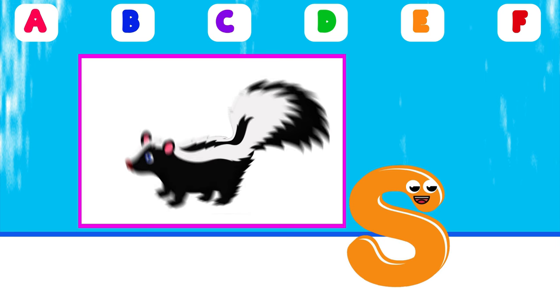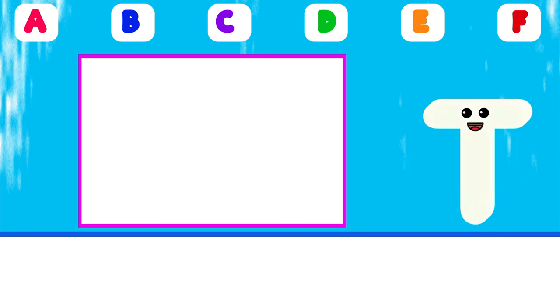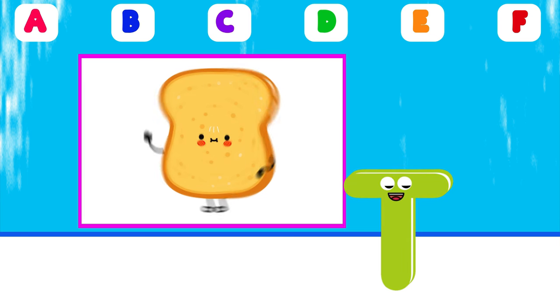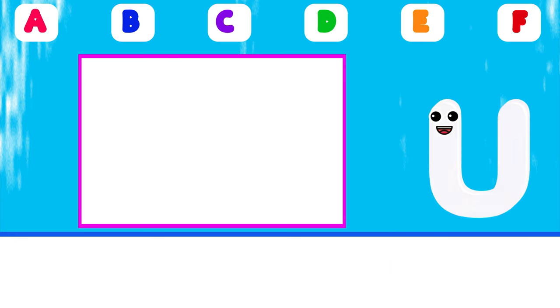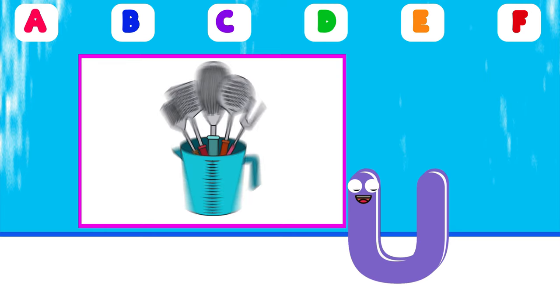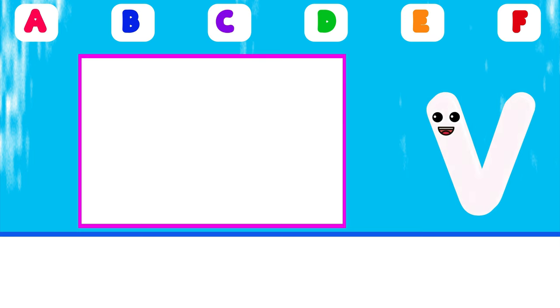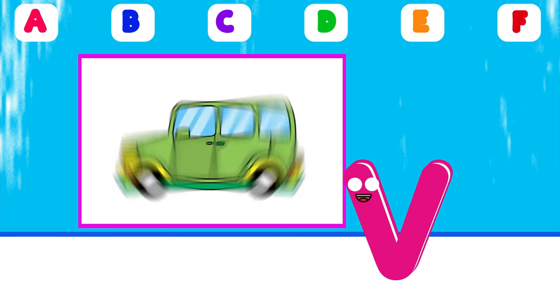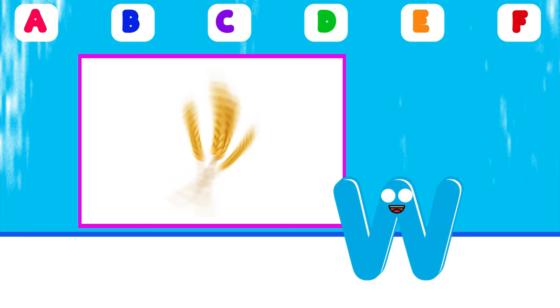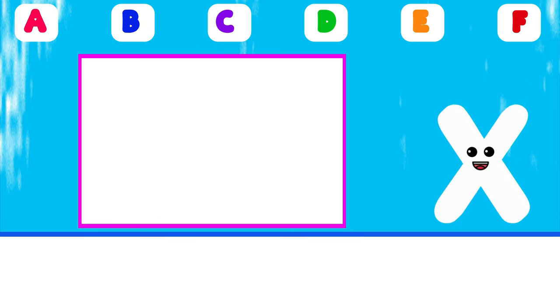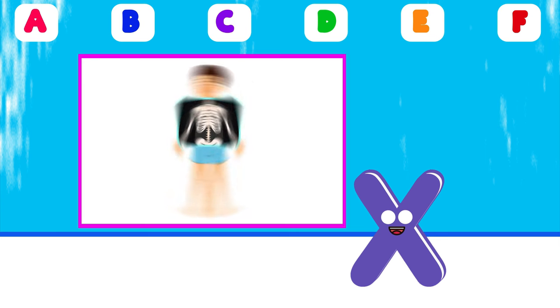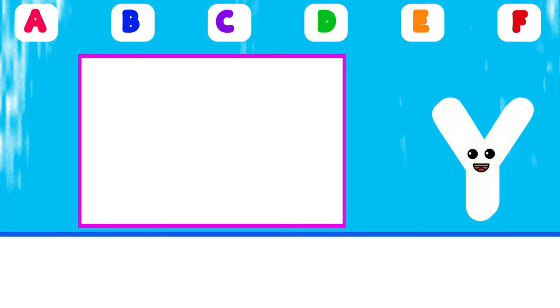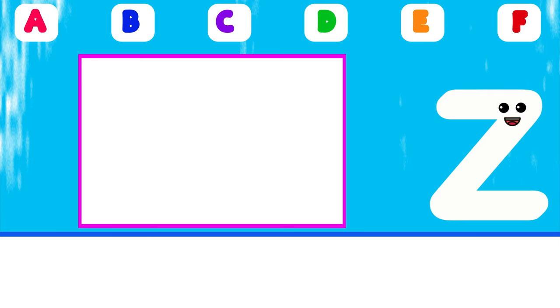S, skunk. T, toast. U, utensil. V, van. W, wheat. X, X-ray. Y, yak. Z, zipper.